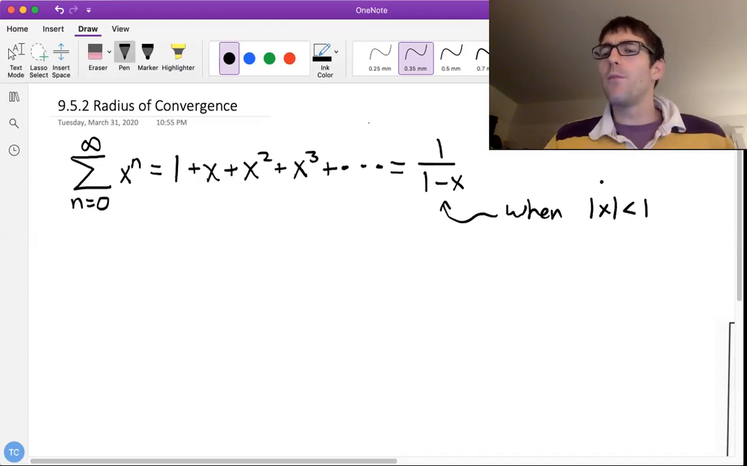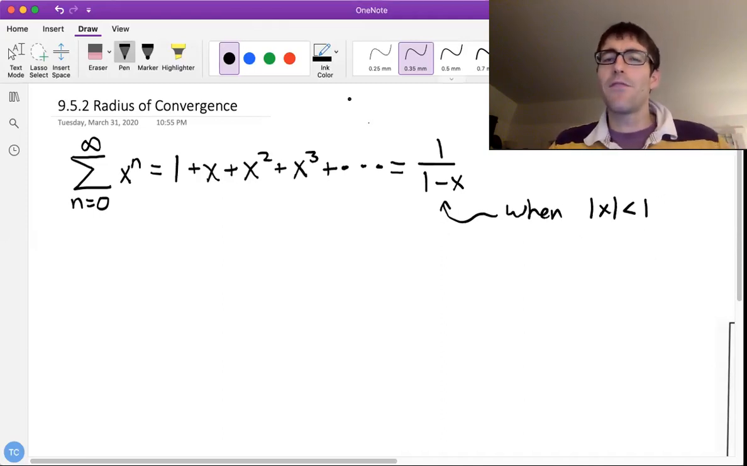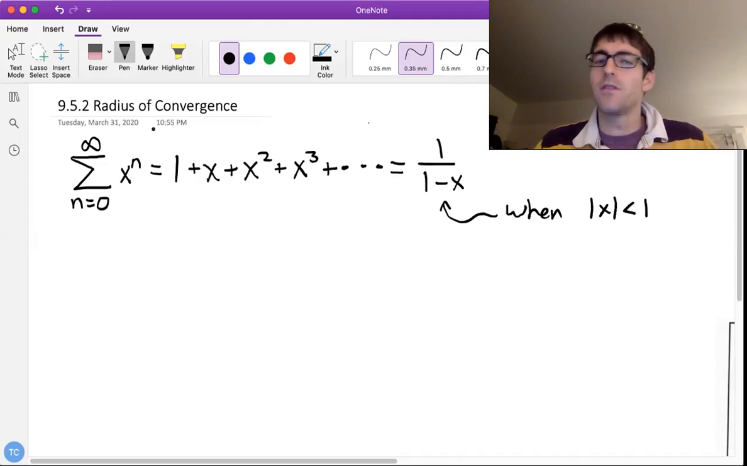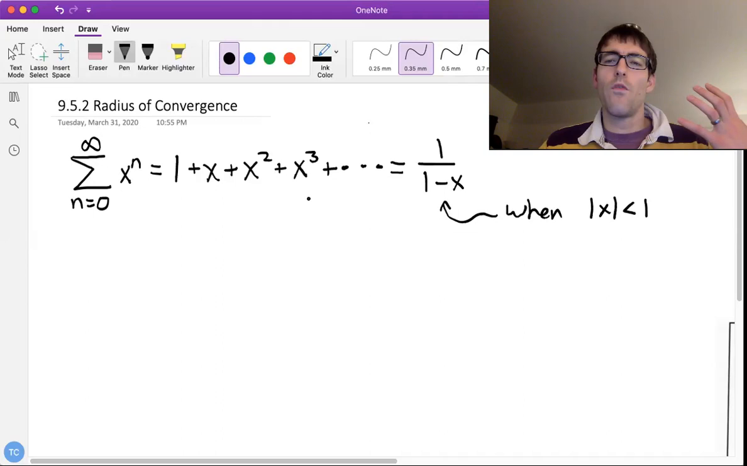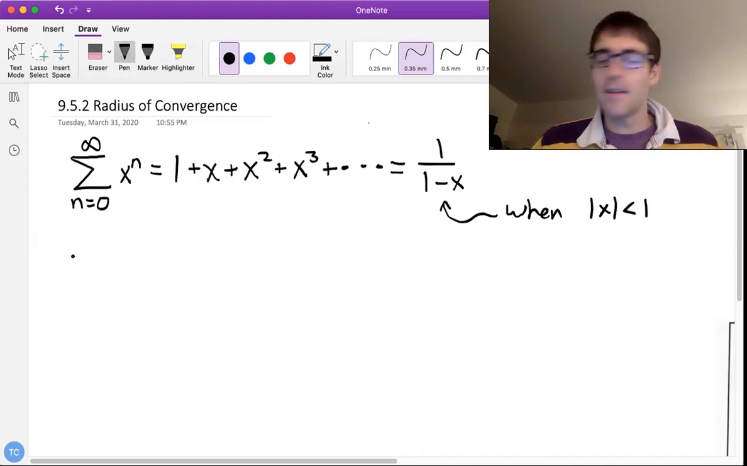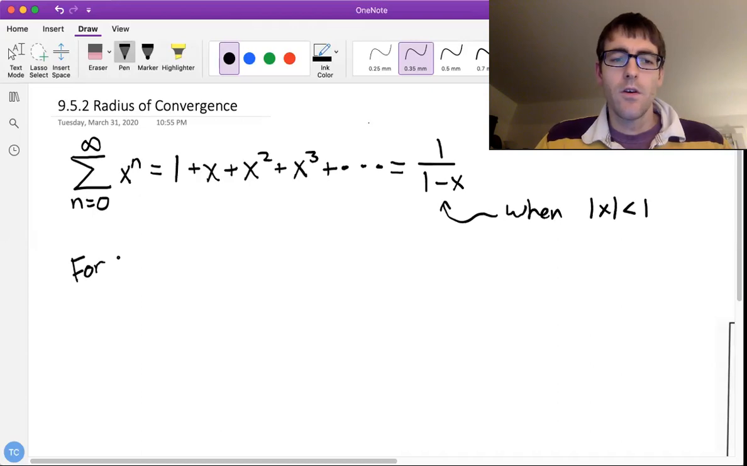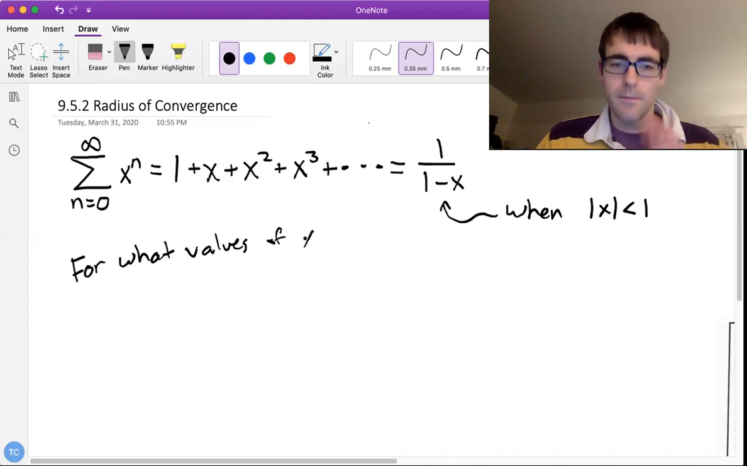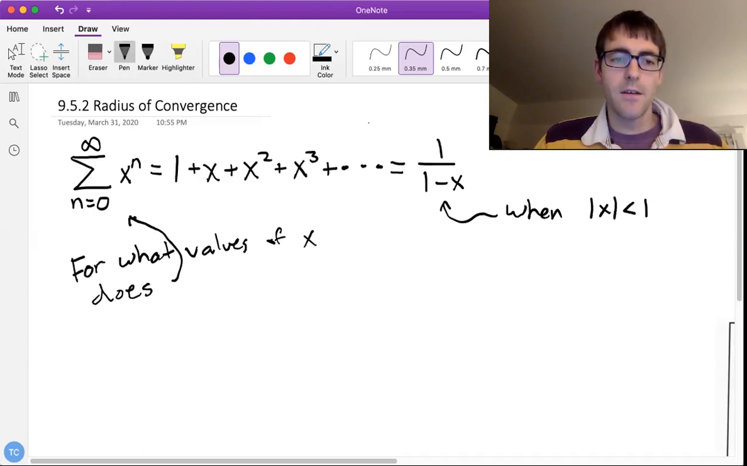So we want to approach this thing in a slightly different way. Let's say we forgot about all of this geometric series stuff, and all we had to work with was this first series. We want to know for what interval, for what values of x, does this series make sense as a function? In other words, what are the values of x for which this series converges? So that's the main question in this section. For what values of x does this thing converge?